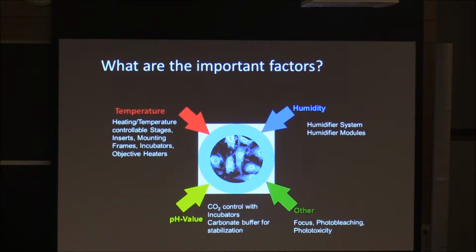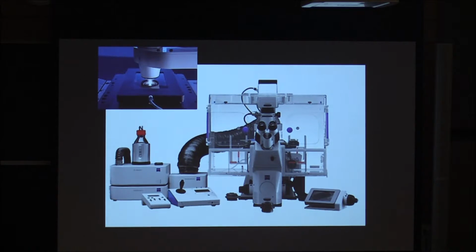And finally, there's a few things that I put in the other category. Some of these are mechanical, like maintaining focus over a long period of time. And then some of them are also problematic when we're looking at fluorescence imaging. So things like photobleaching and phototoxicity. So these are the main areas that I want to hit on today.